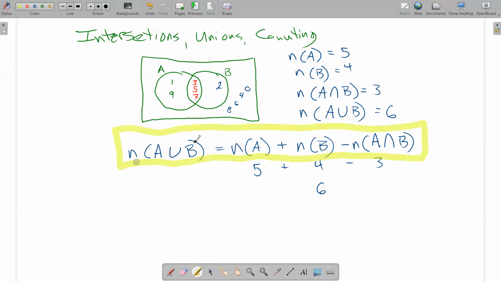When we count elements, it's very much like addition for a union, unless the sets have something in common. Then we have to take into consideration that we accidentally double counted here, so we take that intersection away once, and that sets the books right, and we get the right total for the union, which is displayed in the Venn diagram also. So: unions, intersections, and counting.